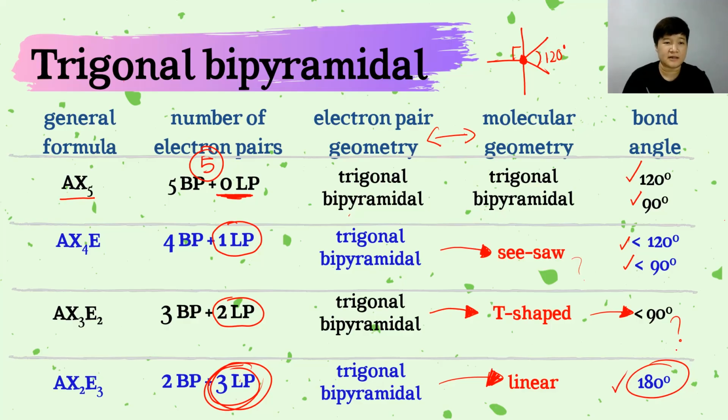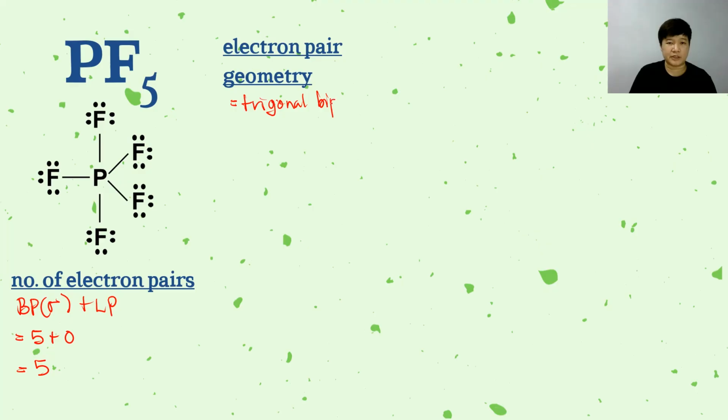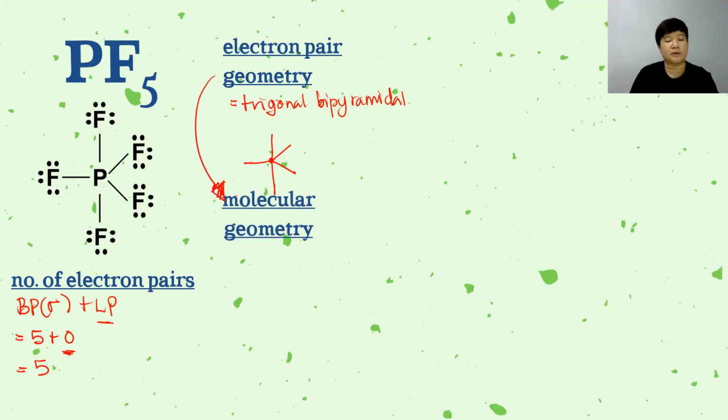Don't worry, we'll go through examples one by one. The first example I have is PF5 and the Lewis structure as given. The first step, of course, is the number of electron pair: bonding pair sigma plus lone pair. So the bonding pair sigma is 5, 0 lone pair in this case, so the number of electron pair is 5. And the electron pair geometry will be trigonal bipyramidal. The trigonal bipyramidal looks something like this. Since there is no lone pair in your central atom, the electron pair geometry must equal the molecular geometry.